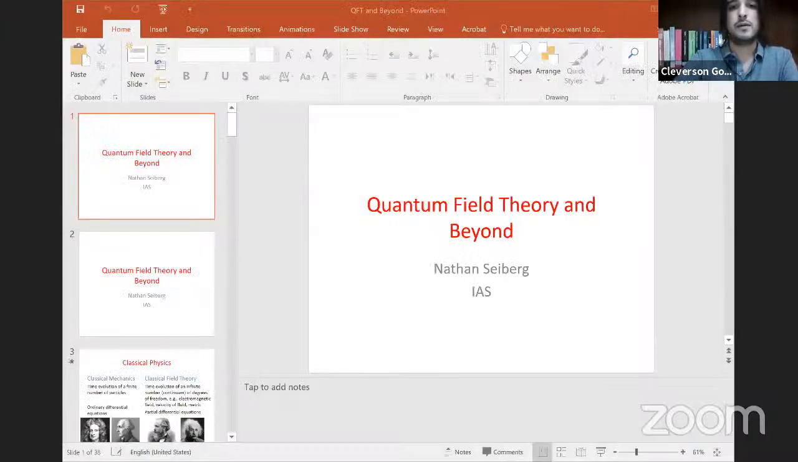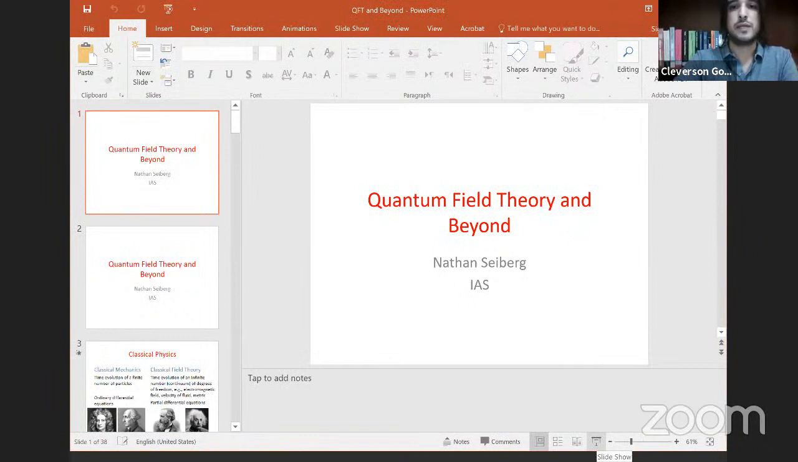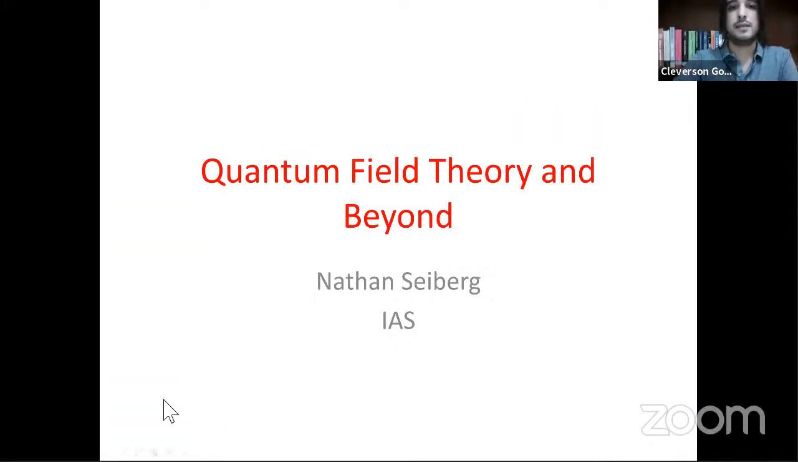ICTP-SAIFR and IFT-UNESP. Today, we are glad and honored to receive Dr. Nathan Seiberg. Currently, he is a professor at the Institute for Advanced Study in Princeton, and his research focuses on various aspects of string theory, quantum field theory, and particle physics. He has made deep contributions to the understanding of the dynamics of quantum field theory, especially two-dimensional conformal field theories and supersymmetric quantum field theories.